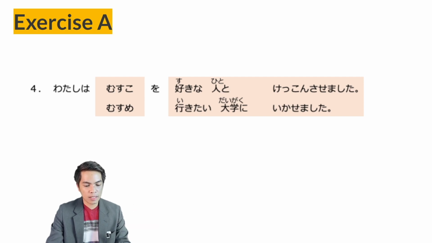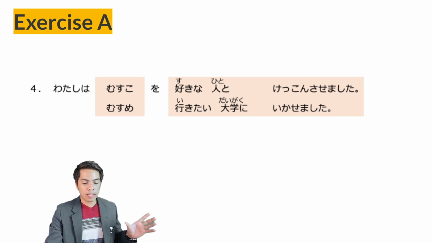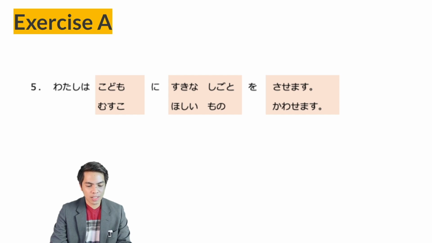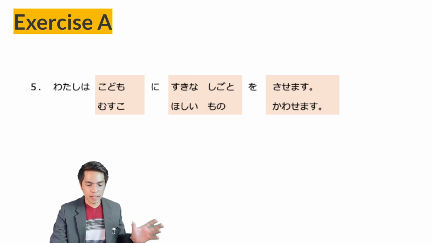Next line. Watashi wa musume o ikitai daigaku ni ikasemashita. So I, musume o, let my daughter, or make my daughter, ikitai daigaku ni ikasemashita. Make my daughter, or let my daughter, go to the university that she likes to go. Number 5. Watashi wa kodomo ni suki na shigoto o sasemasu. So watashi wa kodomo ni, let my children, suki na shigoto o sasemasu. I let my children do or choose the work that they like.